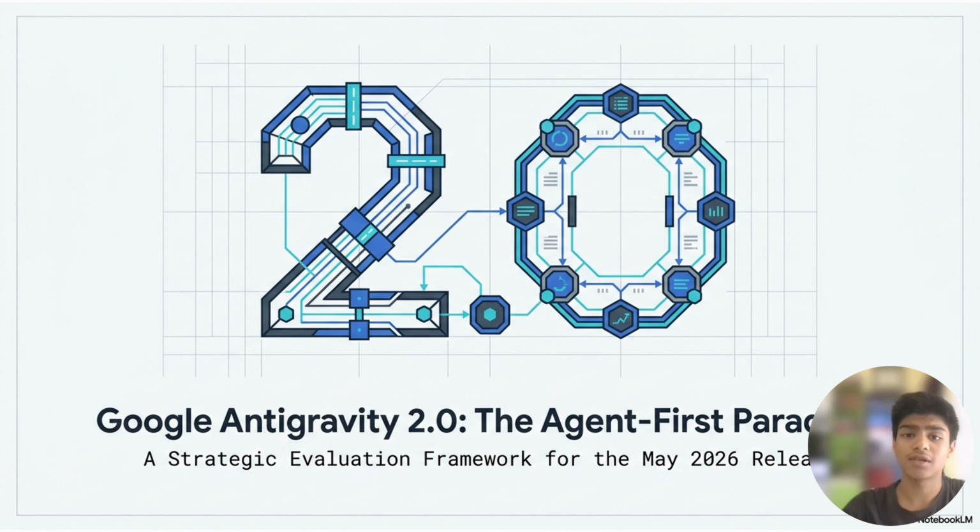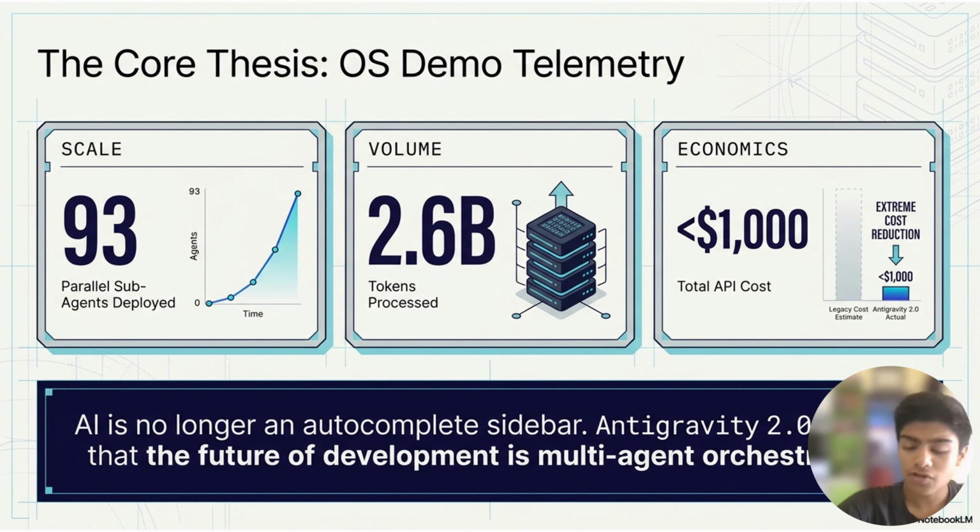So I have told you the introduction. Now let's deep dive. As I was telling you, the statement that I told in the beginning was not just a statement, but it actually happened in front of many people. In the 12 hours, as you can see in the data, there were 93 parallel sub-agents deployed, and over 2.6 billion tokens were processed. And if you talk about the economics, less than $1,000 total API cost. So let's break it down one by one.